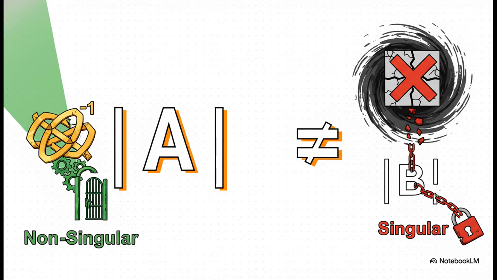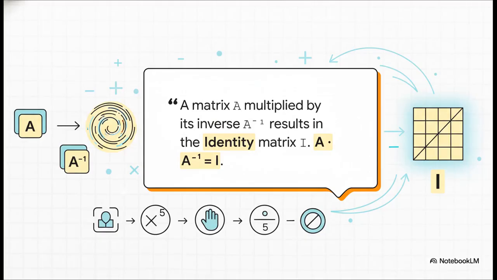This is the green light. It means the matrix has an inverse, and we can unlock all of its amazing problem-solving power. If the determinant is 0, well, it's a singular matrix, and the inverse just doesn't exist. End of story.